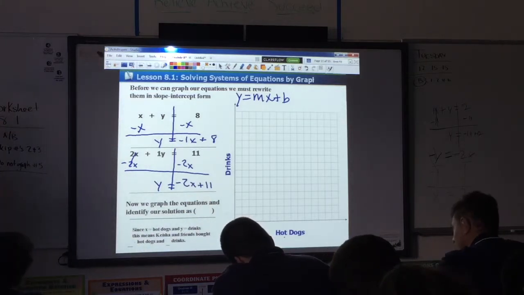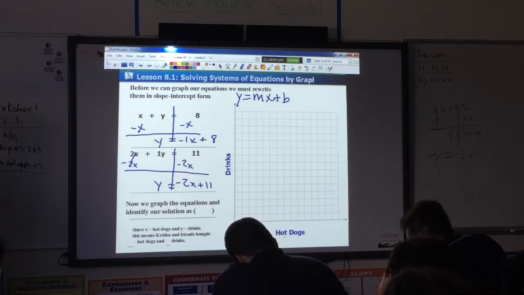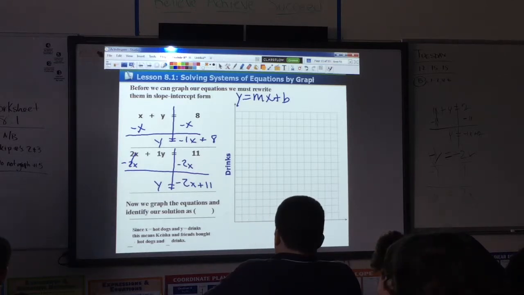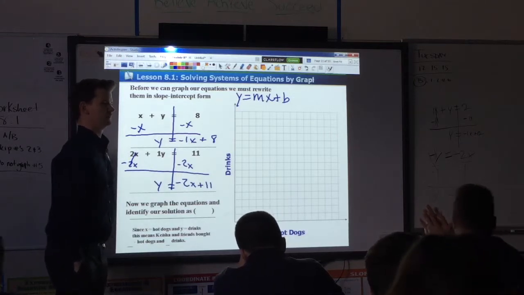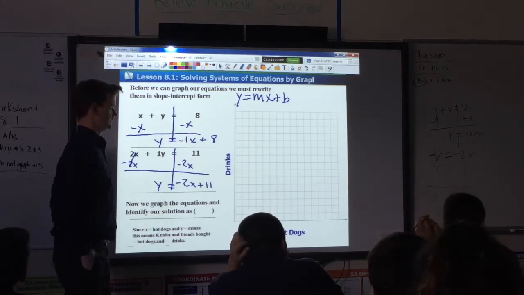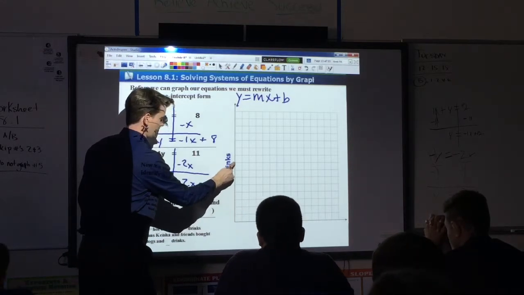Can I graph those equations? Yes or no? Yes, I can. I have them both in slope-intercept form. I'm going to graph them. Top equation. What's my y-intercept? 8. So we go 1, 2, 3, 4, 5, 6, 7, 8.